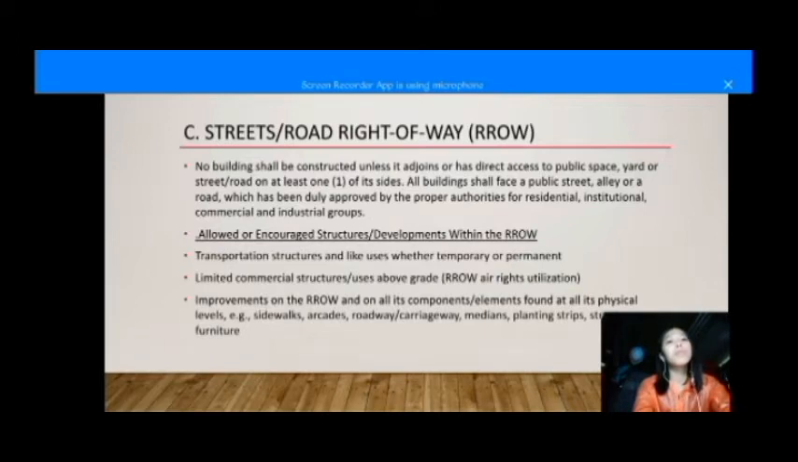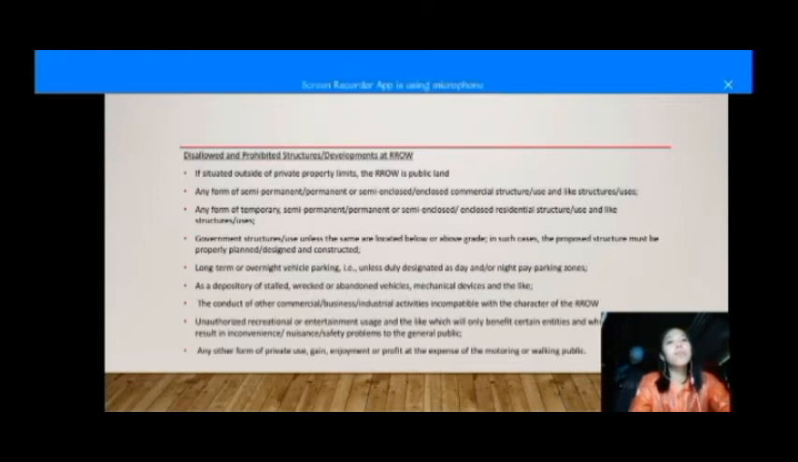Improvements on the RROW and on all its component elements found at all its physical levels are sidewalks, arcades, roadway, carriageway, medians, planting strips, and furniture. The disallowed and prohibited structures and developments at the RROW: if it is situated outside of private property limits, the RROW is public land. Any form of semi-permanent or semi-enclosed commercial structure and like structures are prohibited. And any form of temporary or semi-enclosed residential structure and like structures are prohibited. Government structures are also prohibited unless the same are located below or above grade. In such cases, the proposed structure must be properly planned, designed, and constructed.